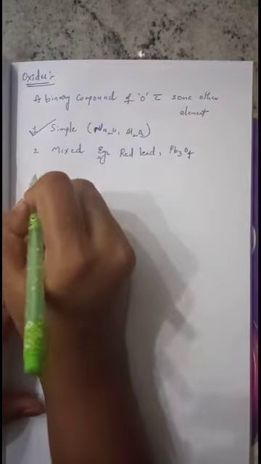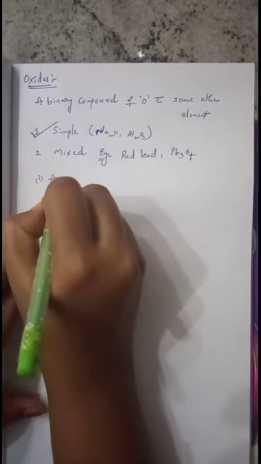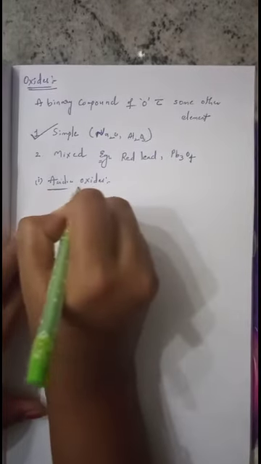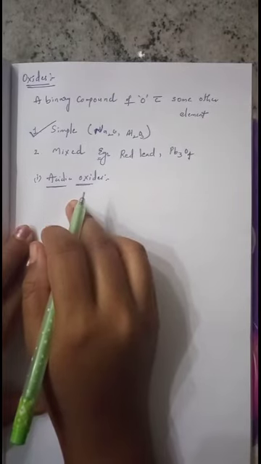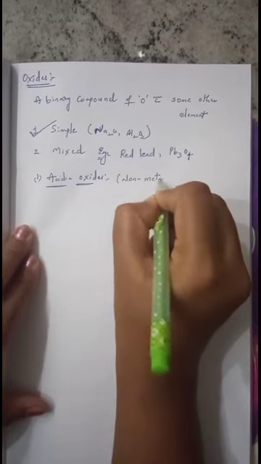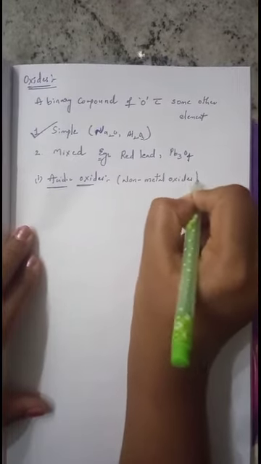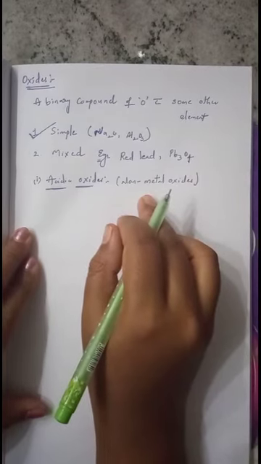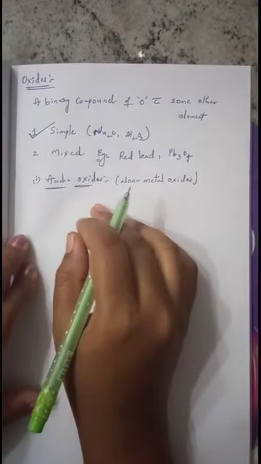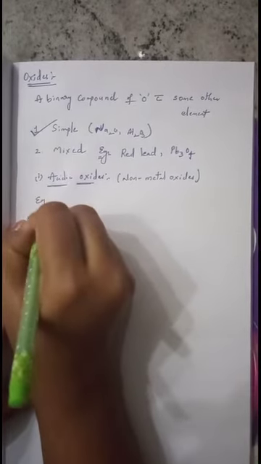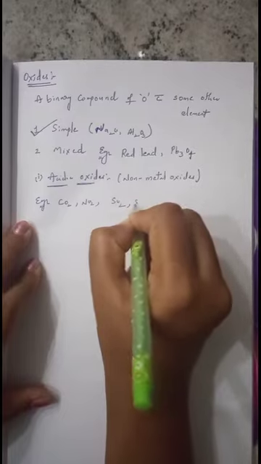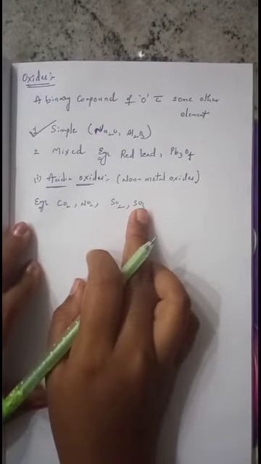These simple oxides are again classified into three types. First one is acidic oxides. So acidic oxides are non-metallic oxides. When oxides of non-metals dissolve in water, they give acids. So that's why we can call them acidic oxides. Example, we will take CO2, NO2, SO2, SO3, etc. All these are oxides of non-metals.